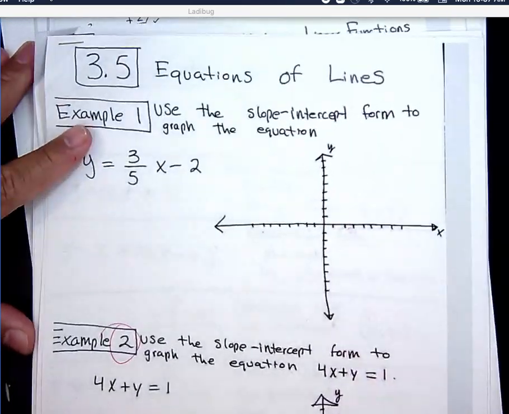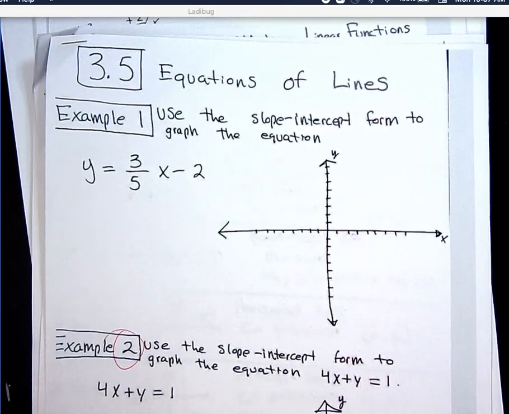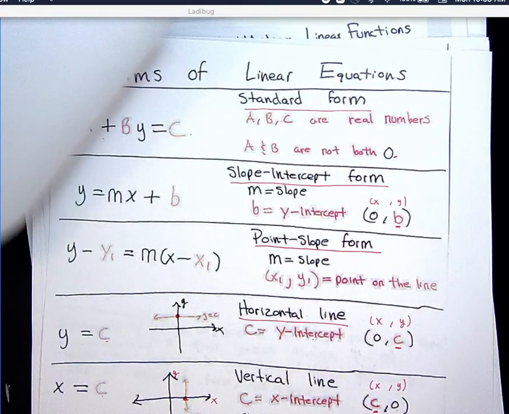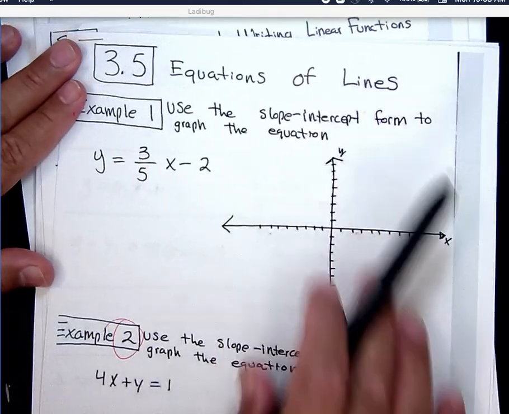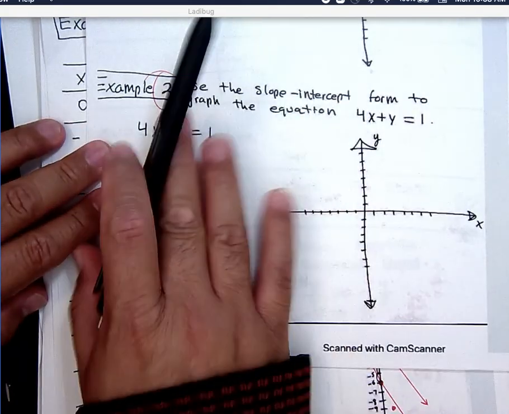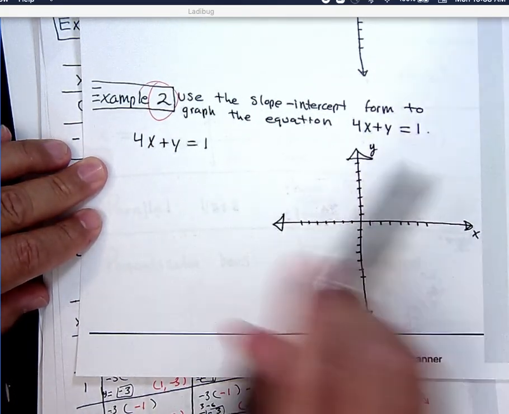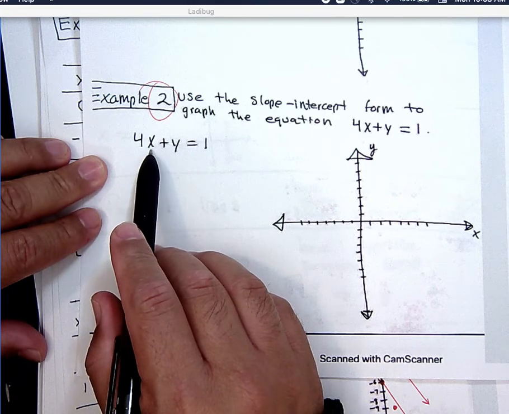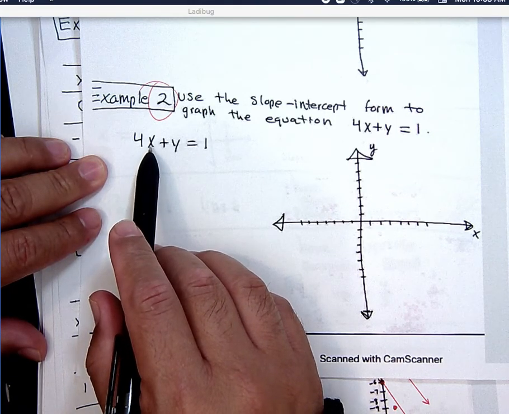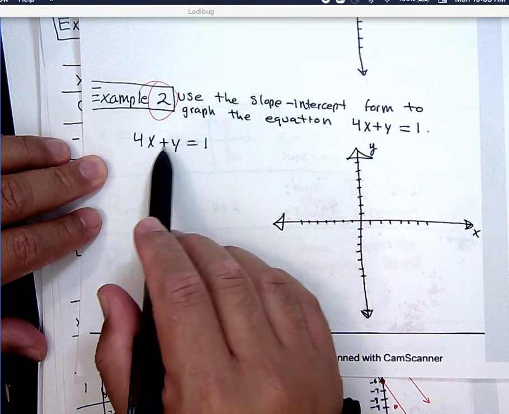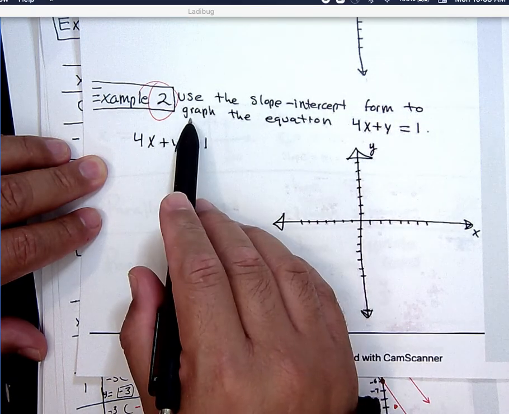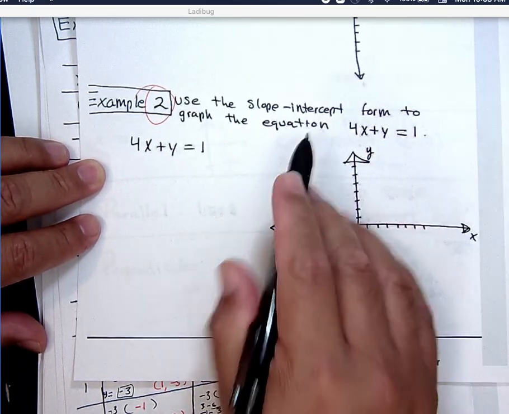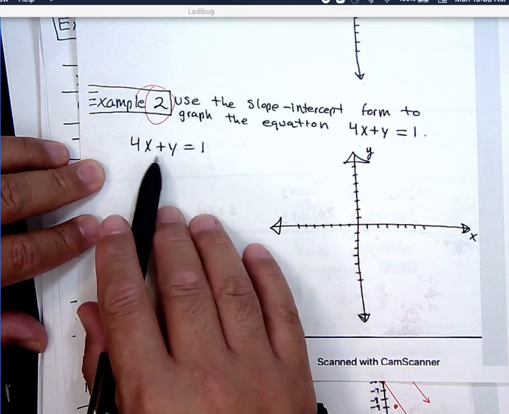3.5, and it's also using the equations of the line, so remember these equations. On the first one, I'm not going to do it. It's almost the same as this one. The only thing, this is not in slope-intercept form. So they want you to use the slope-intercept form to graph. That's why I have the graph here. But they're not giving you the slope-intercept form.